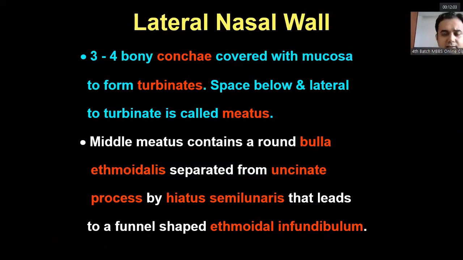Now the lateral nasal wall. There are 3 to 4 bony conchae; some say concha, some pronounce it conchi. They are covered with mucosa to form turbinates. The space below and lateral to a turbinate is called the meatus. The middle meatus contains a round bulla ethmoidalis separated from the uncinate process by the hiatus semilunaris that leads to a funnel shaped ethmoidal infundibulum. So just know the names: bulla ethmoidalis, uncinate process, and hiatus semilunaris.